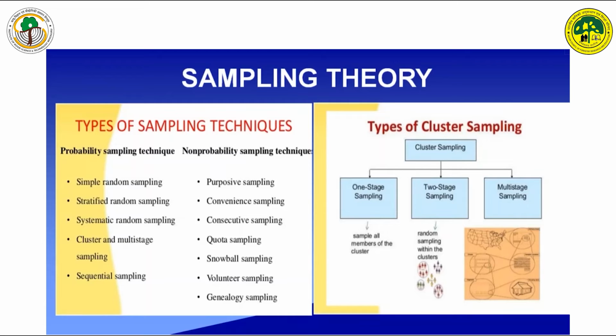So samples play a very important role in the task. How do we make it? The types of cluster sampling are one stage sampling, two stage sampling, and multi-stage sampling. We can draw with respect to the cluster sampling method.